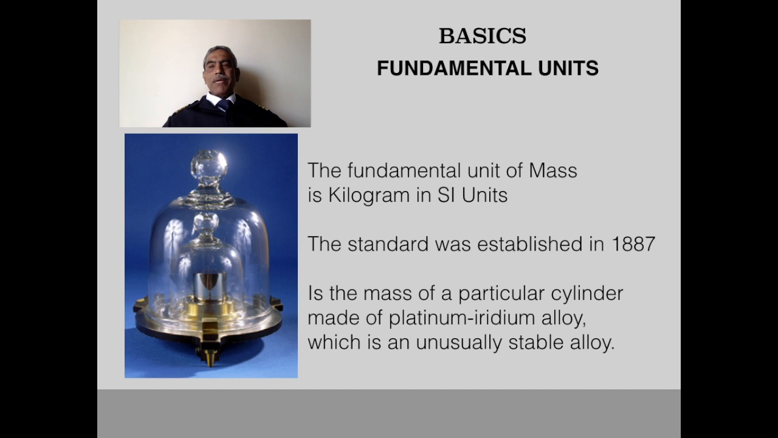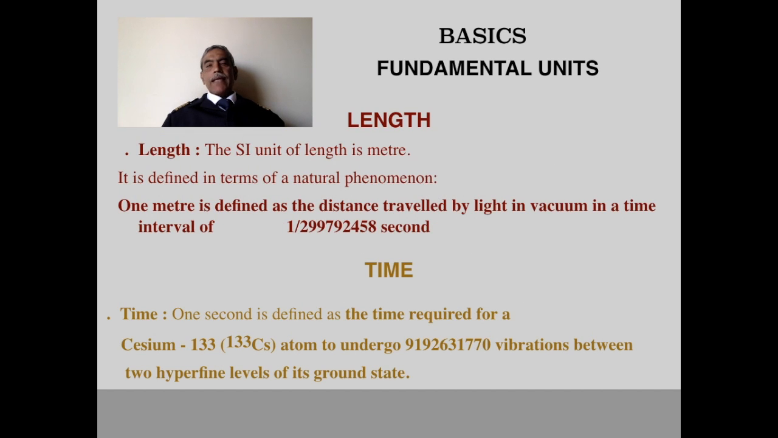Let us delve into fundamental units because it is interesting and some interesting facts may emerge. The fundamental unit of mass is the kilogram in SI units, and this standard was established in 1887. This is the mass of a particular cylinder made of platinum iridium alloy, which we can consider a very, very stable alloy. The picture I put is of this particular cylinder, which is kept in the National Physical Museum in Paris, and that has been adopted as the standard 1 kilogram all over the world since 1887.